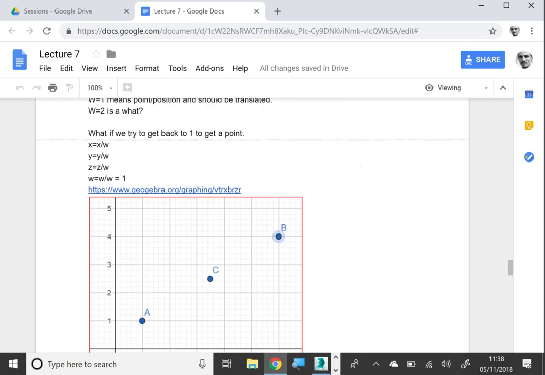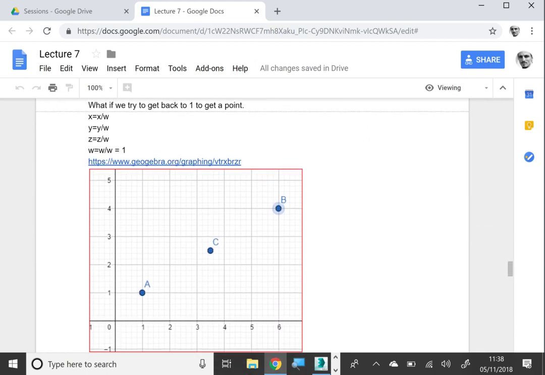Okay, so we can say, we don't know what a 2 is, but we want it to be a 1. Let's get it back. Let's try and get this back to a 1 by dividing by w. So we go x divided by w, y divided by w, z divided by w, w divided by w. 2 divided by 2 is 1.